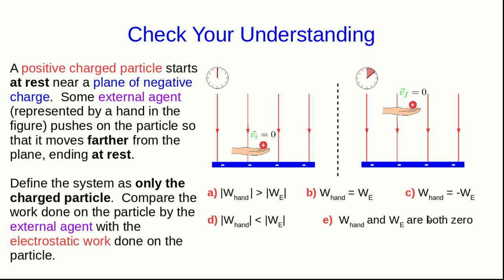So let's see how you're understanding this. Here's a positively charged particle starting at rest near a plane of negative charge, and some external agent. It doesn't have to be a hand. That's fairly unrealistic for a particle, but we're pushing this particle around somehow. So this external agent pushes the particle so that it moves farther from the plane and it ends at rest. And let's think about the relationship between the work done by the hand, or whatever this external agent is, and the electrostatic work.